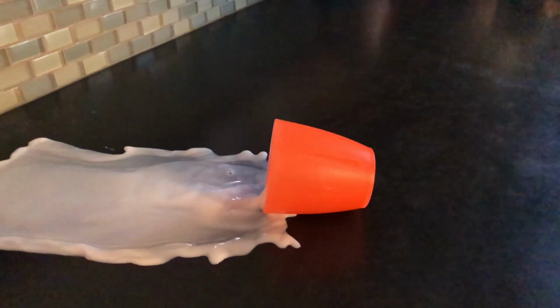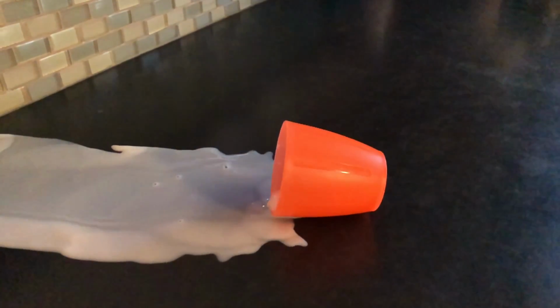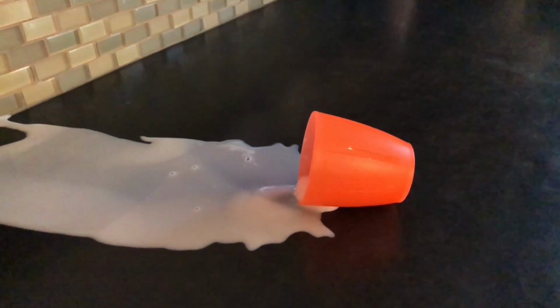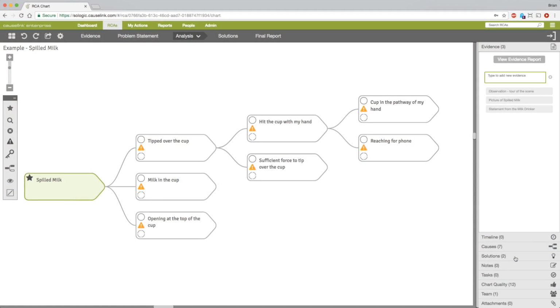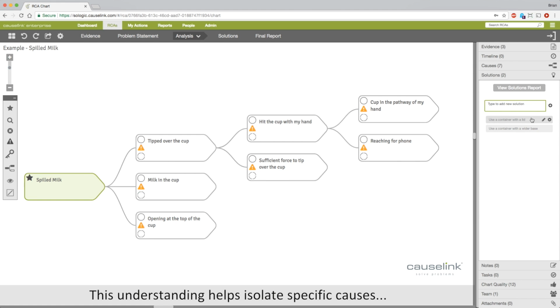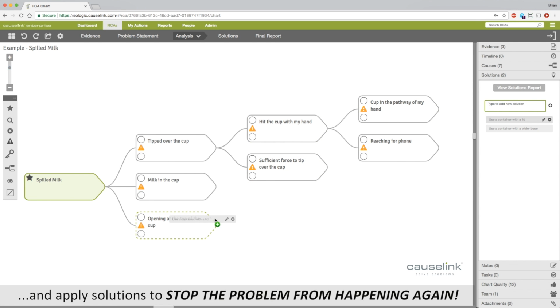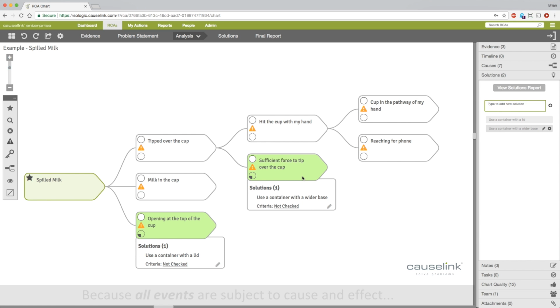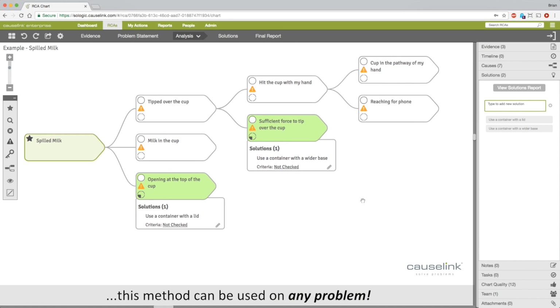We can continue with each of the branches in the same way until we have the level of understanding we need. This understanding helps isolate specific causes and apply solutions to stop the problem from happening again. And because all events are subject to cause and effect, this method can be used on any problem.